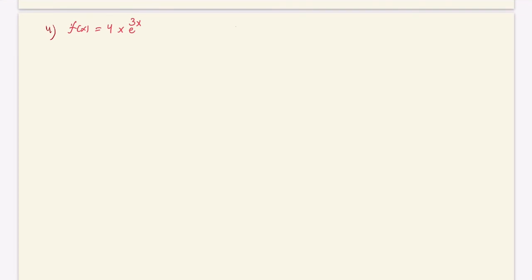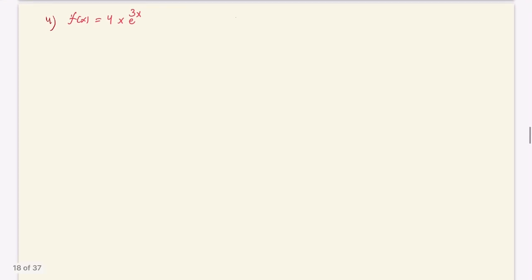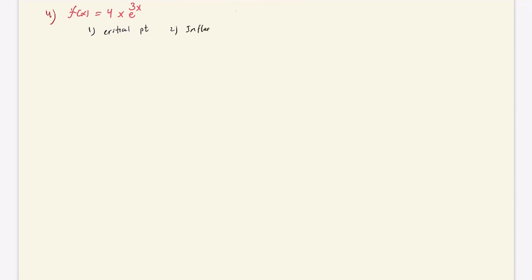And 4, we have f of x equal to 4x multiplied by e to the 3x. So remember, we need to find a critical point, and then we need to find the inflection point or points. Again, a critical point is where the first derivative is 0 or where the first derivative is undefined. So the first step to find the critical point is to find the first derivative.